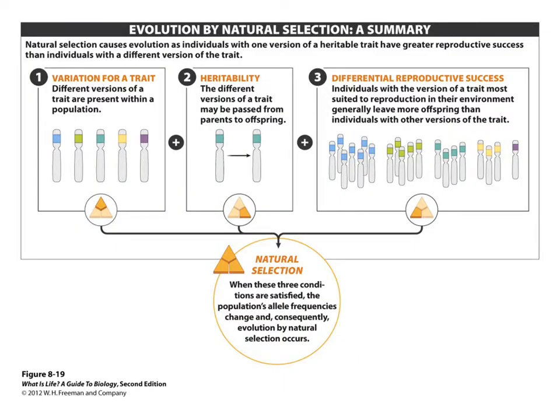So remember, there are three things that have to occur before natural selection can happen. There have to be variations for traits. Those traits have to be heritable, passed on from parent to offspring. And we have to have differential reproductive success, where some versions of the trait allow some organisms to reproduce more often than the others.